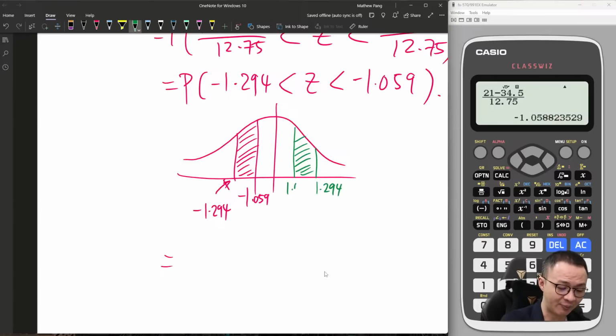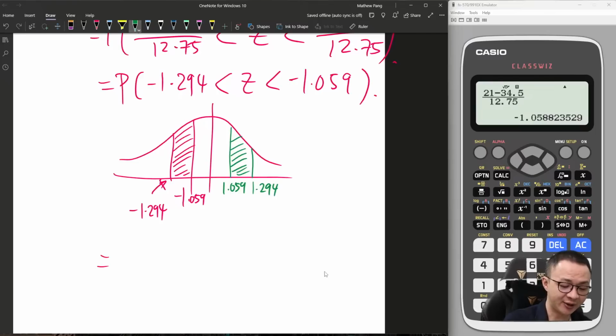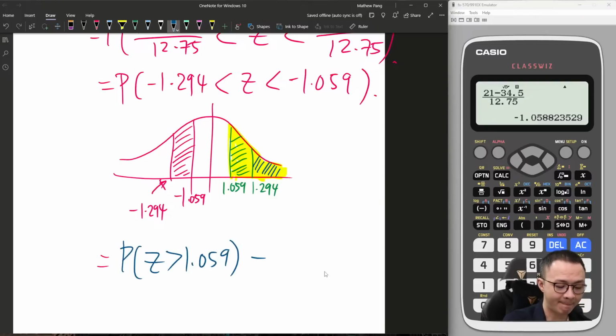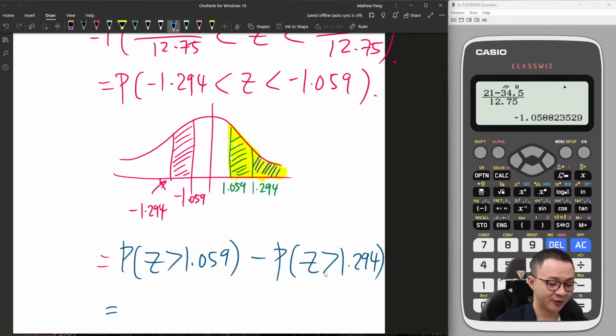1.294 and 1.059. That means I will take the whole thing here, which is z bigger than 1.059, minus this part. So this is how to write it. I say probability z is bigger than 1.059 minus probability z is bigger than 1.294. Then you can find it from the table. Okay?